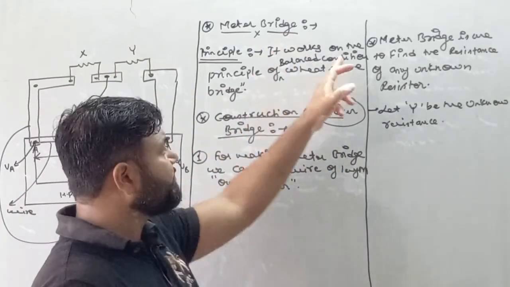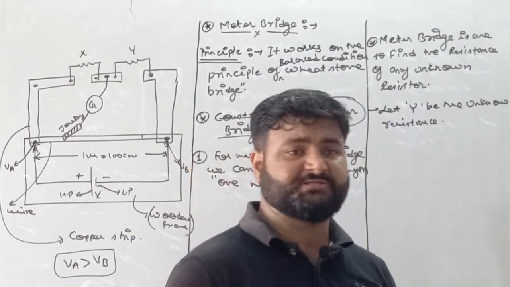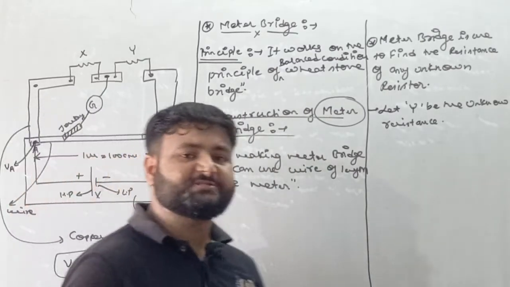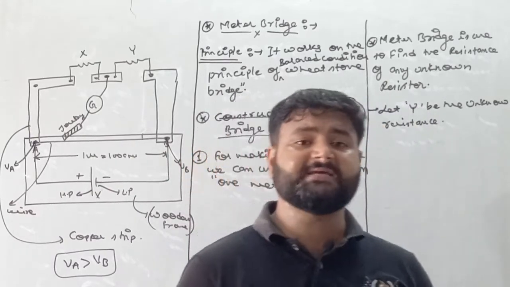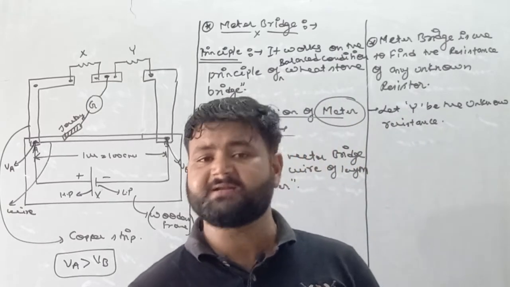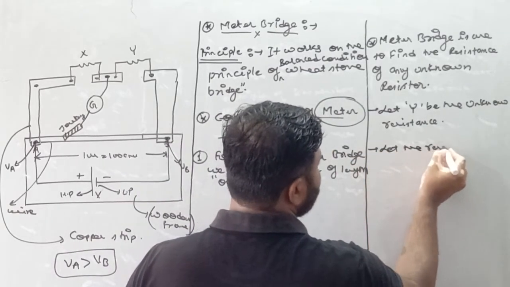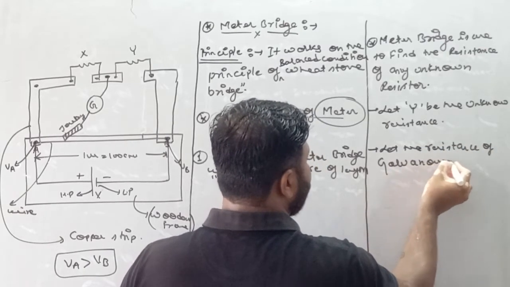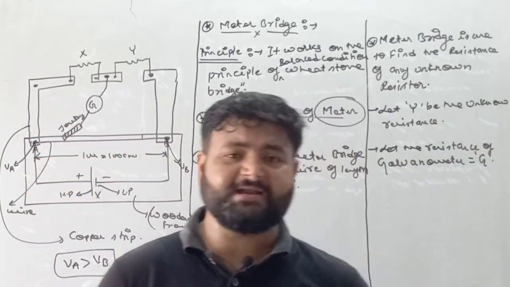Remember one thing, the meter bridge works on the principle of the balance condition of the Wheatstone bridge. Now moving forward, see my dear student, this is a galvanometer, and in previous topics we already discussed that a galvanometer is also a kind of resistor, because a galvanometer is an electrical device and every electrical device carries some resistance. So let the resistance of the galvanometer be G. We are considering the resistance of the galvanometer to be G.